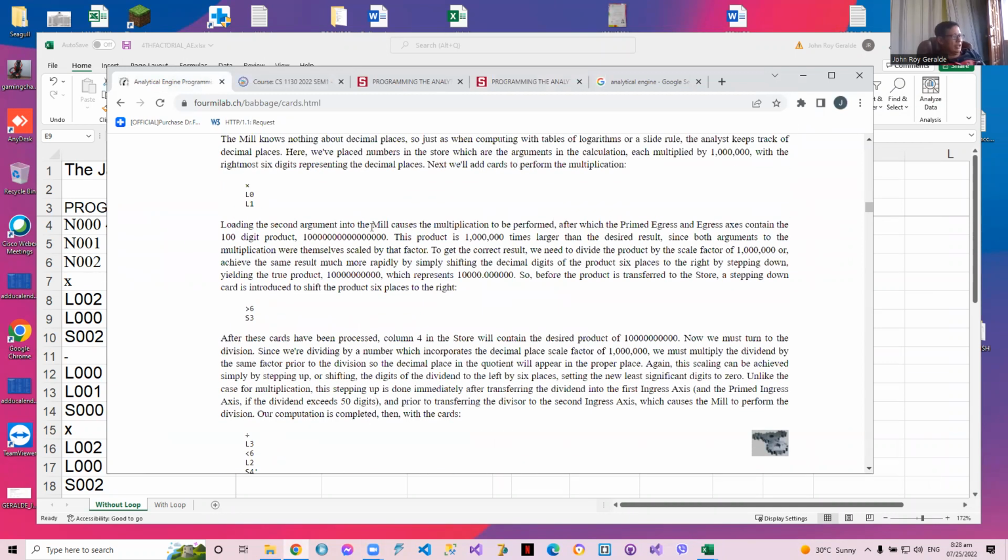Loading the second argument into the mill causes the multiplication to be performed, after which the prime egress axis and the egress axis contain the product. Do you follow? Like this, you have times, L0 and L1. The L1 will also fire the operation being indicated, which is times. Right after that, the egress axis will contain the specified result. Do you follow?